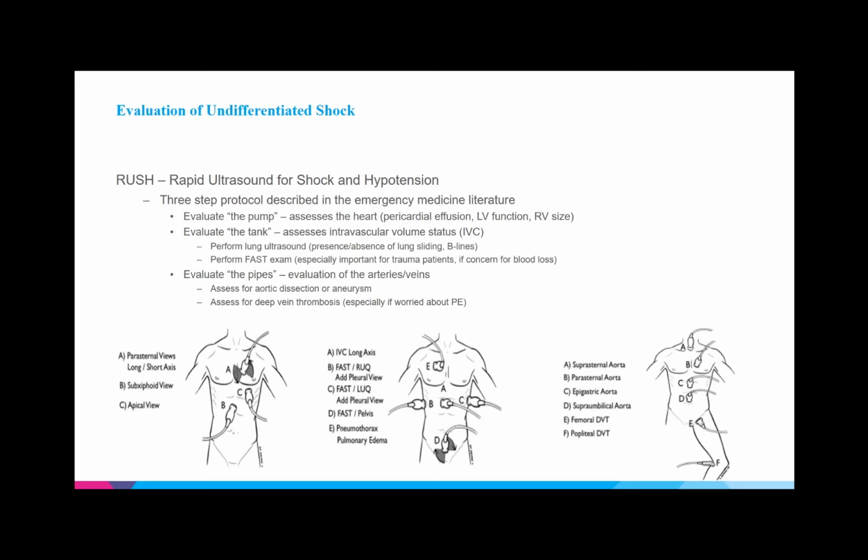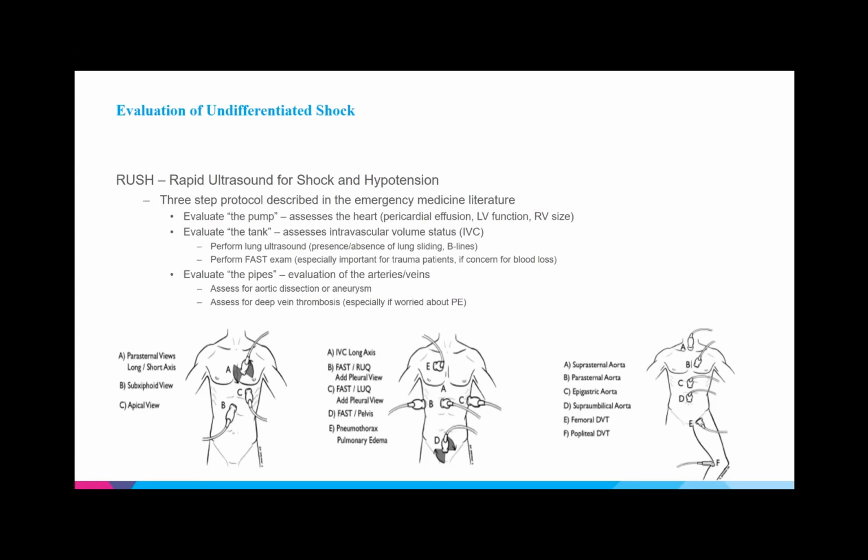You're going to perform a lung ultrasound, right? Hopefully there's going to be lung sliding, but there may be absence of lung sliding. You want to evaluate whether there are B lines. And then you want to perform a generalized FAST exam, which we'll talk about a little bit later, but that's going to be important for any patients who come in hypovolemic if there's concern for hemorrhage.